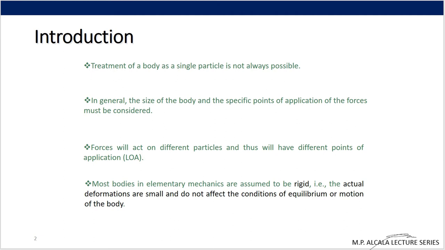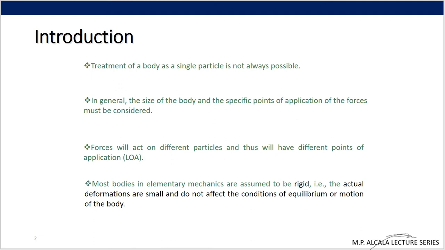From the visual representation of cars, you already have four wheels. So for each wheel, you already have four normal forces and weight, right? So it is not always possible to treat those forces as one. In general, the size of the body and the specific points of application of the forces must always be considered. Thus, we will now introduce the concept of the line of action.